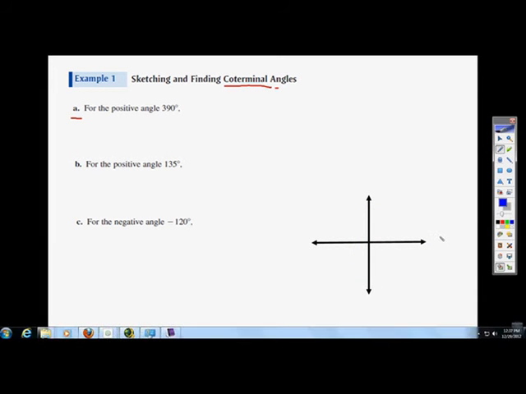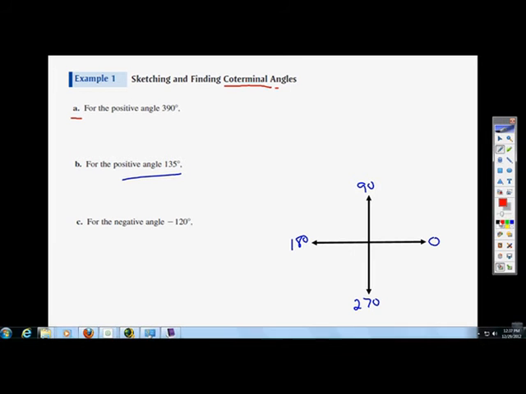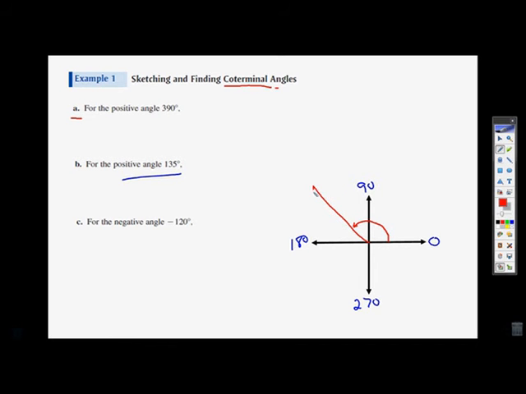Let's look at letter B. Here's 0, 90, 180, 270. This angle now is positive 135 degrees. Well, if I start to open my angle, here's 90. If I go to 180, I've gone too far. So we're somewhere here in the second quadrant, 135 degrees. So that's our sketch. Now let's find two coterminal angles.